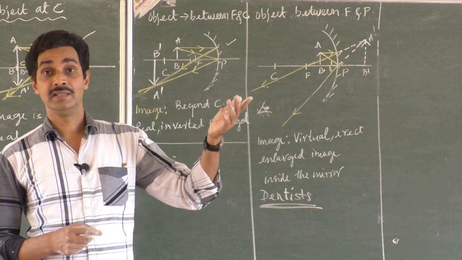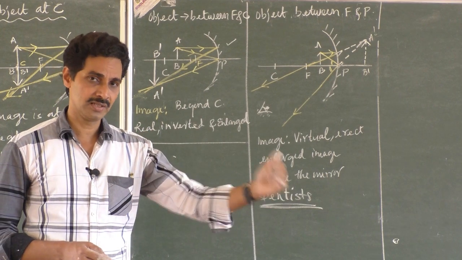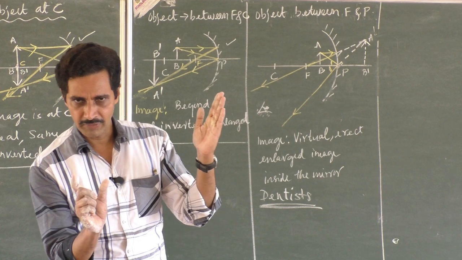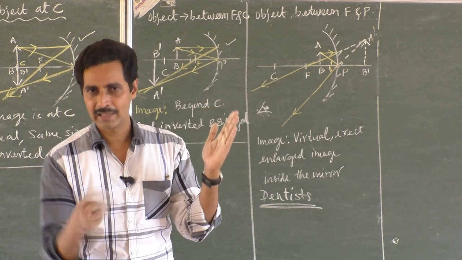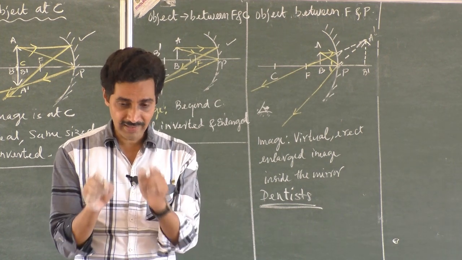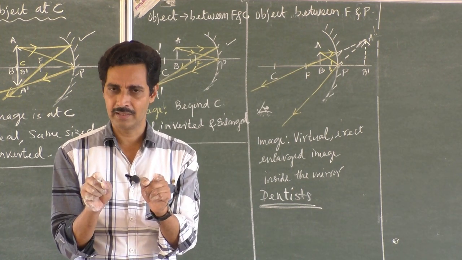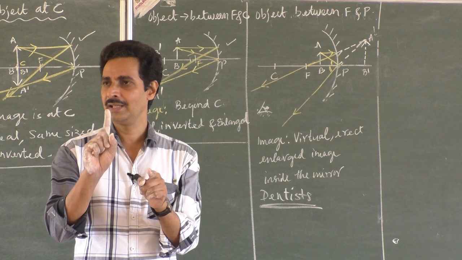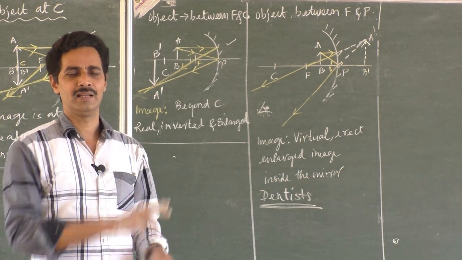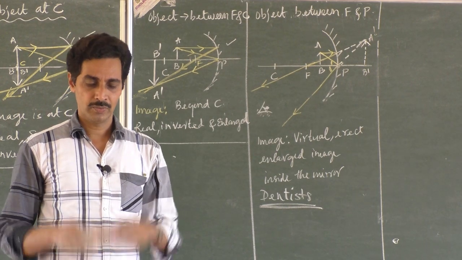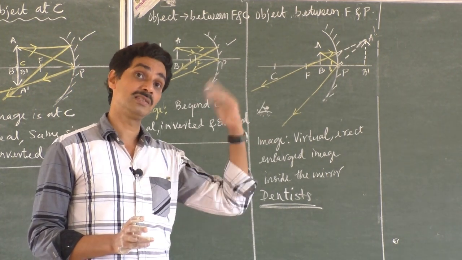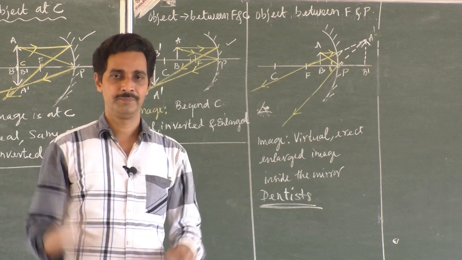Object beyond C. I have already told you whatever is beyond C, it should be enlarged, right? Object beyond C. Image is between F and C, inverted, real, smaller size. Object between F and C, focus and center. When the object is between F and C, image is beyond C, and it is enlarged, inverted, real. Inverted real is common now. So when the object is between focus and center, image is formed beyond the center, image is enlarged, inverted, real.